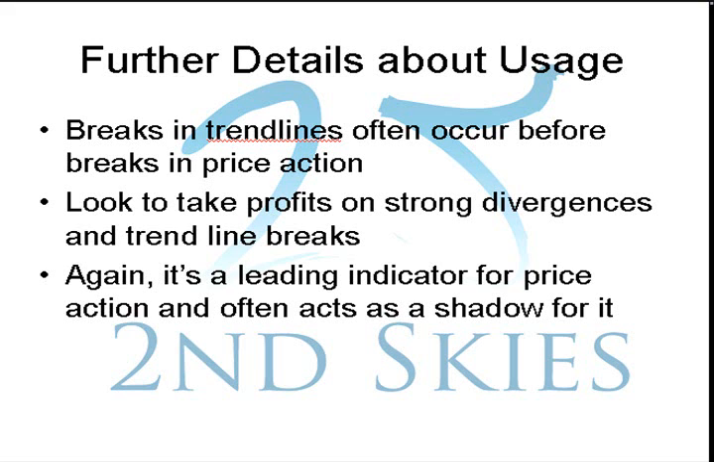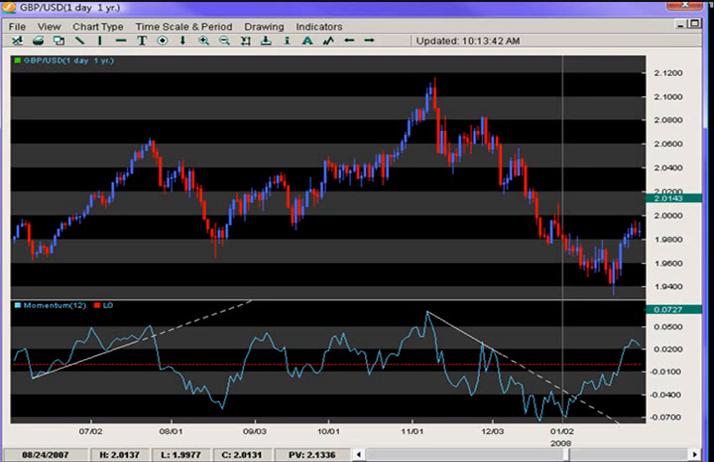Look to also take profits on strong divergences. So let's say you're long and you're starting to see a strong divergence where momentum is moving in the opposite direction very sharply to the downside. This should be a good clue to us that the trend is probably coming towards an end. And again, remember, it's a leading indicator for price action. Repeating that again and again. So price action often acts as a shadow for it.